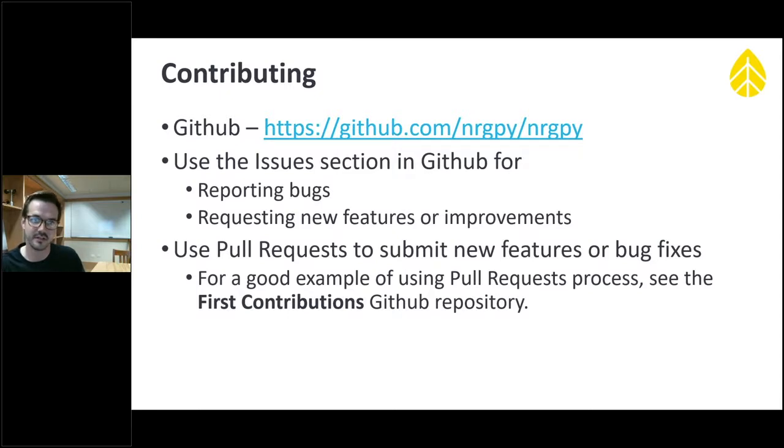There's a bullet here on the page that talks about a good example of using pull request processing. It's called first contributions. It's supposed to be a link, but of course, I don't think you can click it where you're at now. But if you search for the first contributions GitHub repository, it gives you a really good step-by-step on how to use pull requests to be a part of open source projects online.